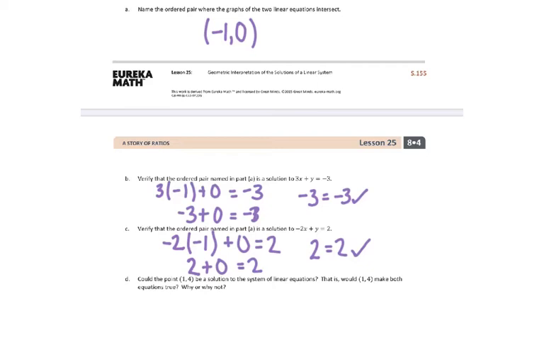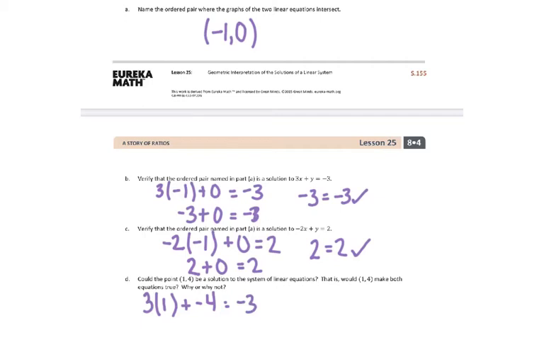Now in the last part, just like in the last two problems, they're asking us if the point 1, 4 could be a solution to the system of linear equations. So they're asking us to plug 1, 4 into both of these equations to see if it could be a solution to the system. Will it make both sides of the equation true? So let's start with 3x plus y equals negative 3. So I've got 3 times 1 plus negative 4 equals negative 3.